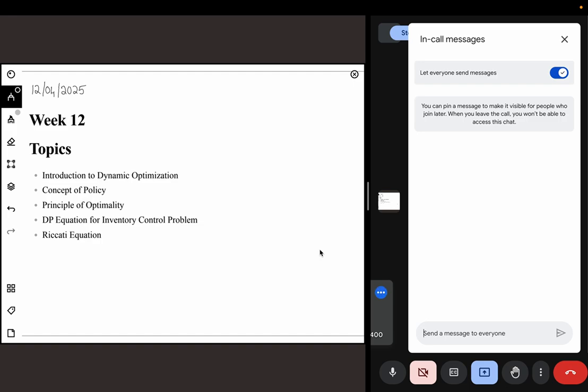Finally, we will reduce the case to a linear quadratic problem, in which case we have the Riccati equation, and then we will take a very simple problem, very similar to the one that you have in this week's assignment, so that it can help you solve your assignment problems.